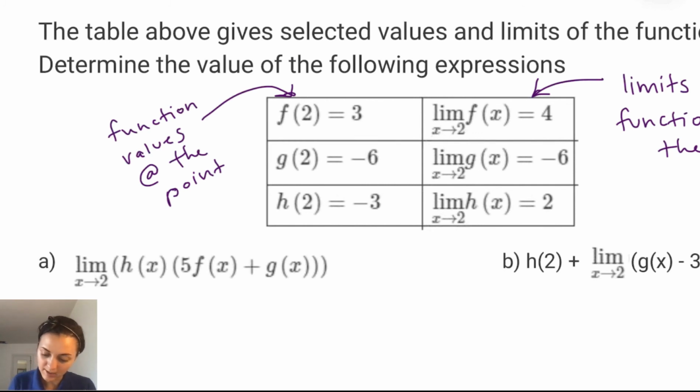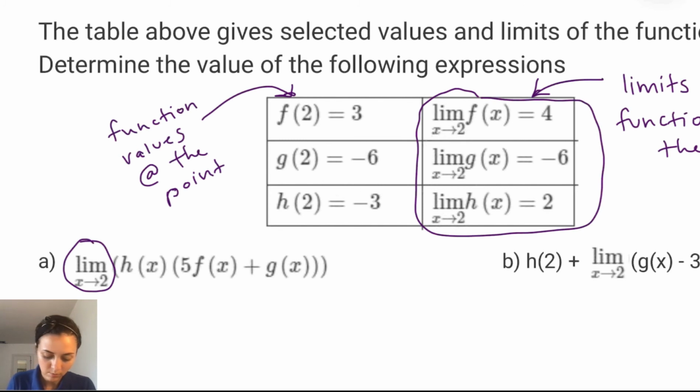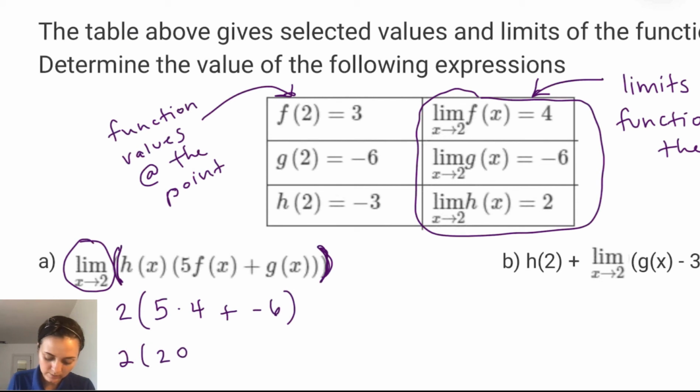So we're looking at the limits. So I want to make sure, because of this limit right there, I'm using all of my limit values here, because they're all inside the parentheses with the limit. So I'm not using any of the function values right now. So the limit as x approaches 2 of h of x is 2. Then I have my constant times the limit as x approaches 2 of f of x, which is 4, plus the limit as x approaches 2 of g of x, which is -6. Let's follow order of operations. Cool. 28.